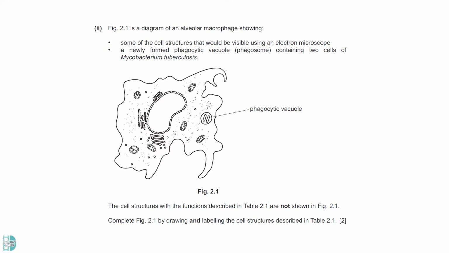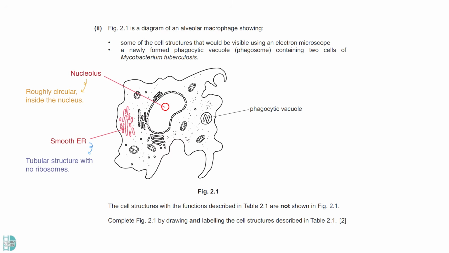A2 wants you to draw and label the cell structures described in Table 2.1. Nucleolus appears to be roughly circular within the nucleus. The smooth ER is a tubular structure with no ribosomes. Centrioles resemble two cylinders lying at right angles to each other. They are usually found near the nucleus.